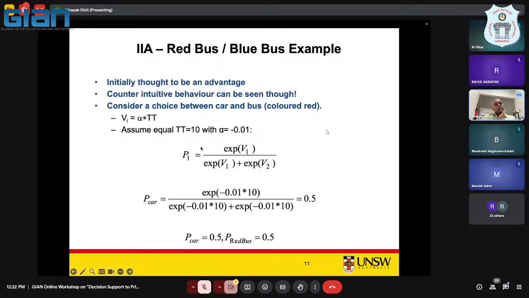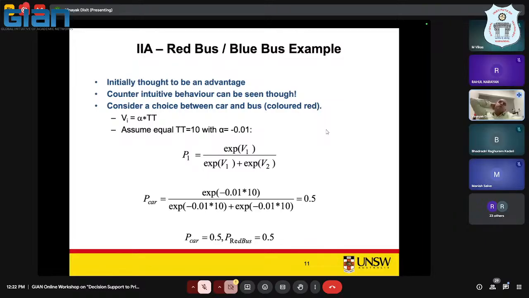All right. So what is the probability of taking, let's say, a car? The probability of taking a car is literally exponent of minus 0.01 multiplied by 10, divided by the sum of these two, because the bus and the car have the same utility function, same travel times. So the probability of car is half, and the probability of taking the red bus is half.